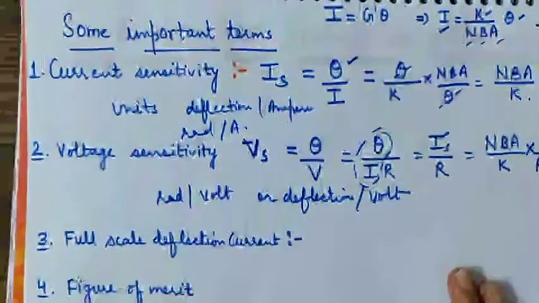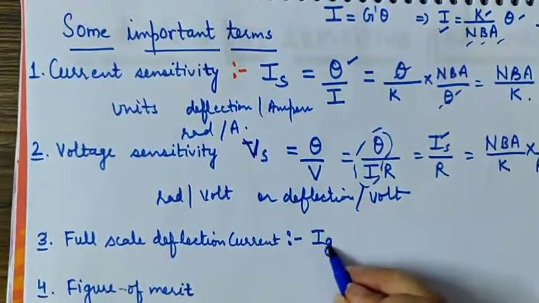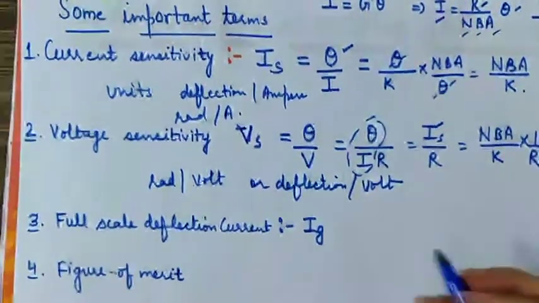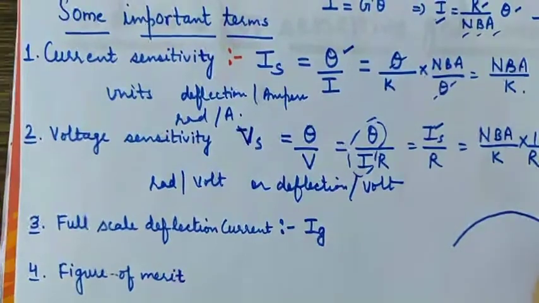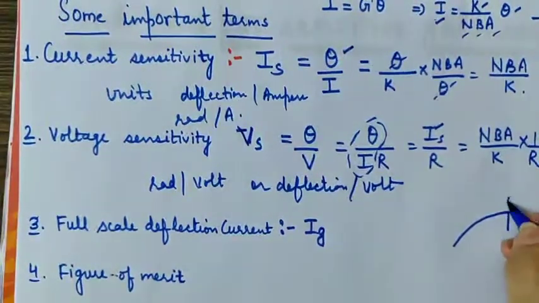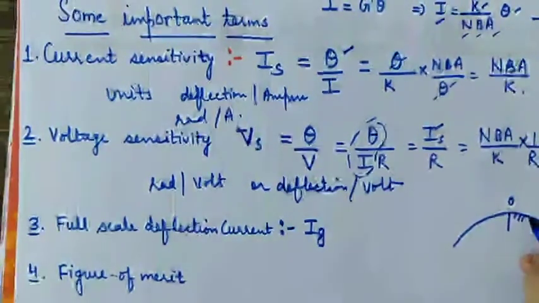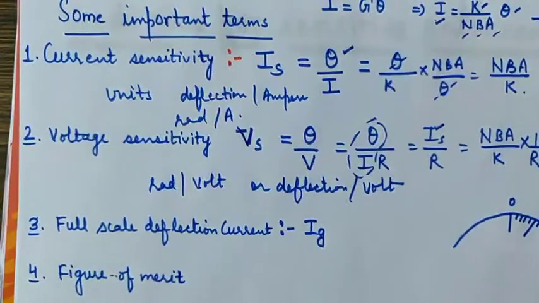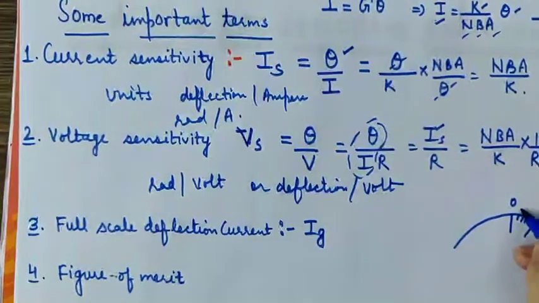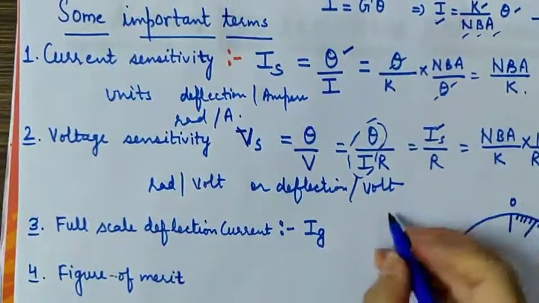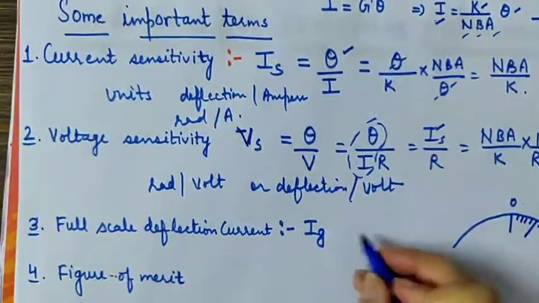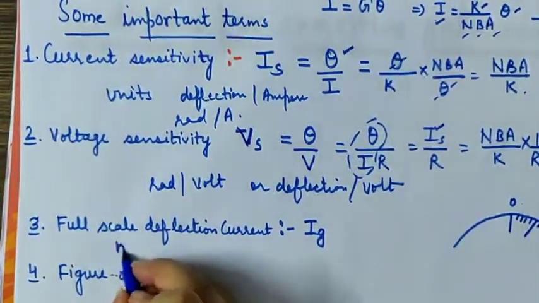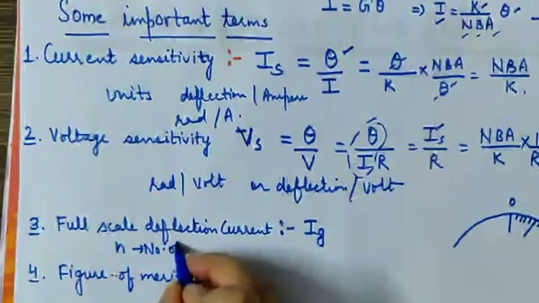Further, there is the full scale deflection current, mostly written as IG. Full scale deflection current means, suppose this is a galvanometer, this is the center, and these are the number of divisions which are drawn here, 1 2 3 4 5, 1 2 3 4 5, 1 2 3 4 5. Say the number of divisions which are seen, which are the cuttings kind of, the number of divisions is n.